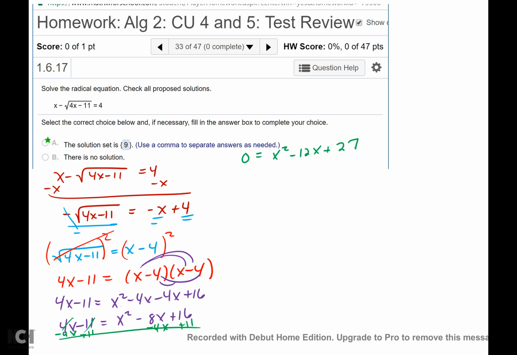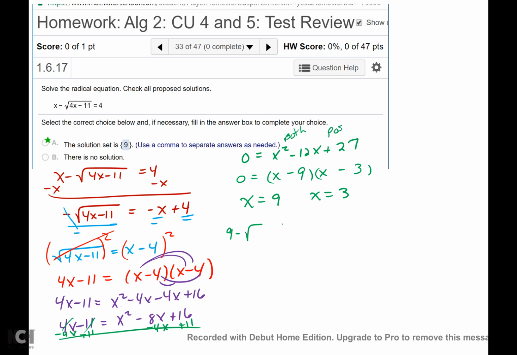And if I factor that, x times x is x squared. Factors of 27, 9 and 3, that make 12. Since c is positive, they both get the middle negative, which gives me x equals 9 and x equals 3. I skipped some steps there. I set them to 0 and got x alone by myself in my head. So now I have to check it.